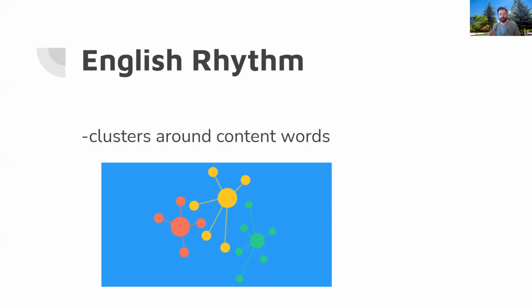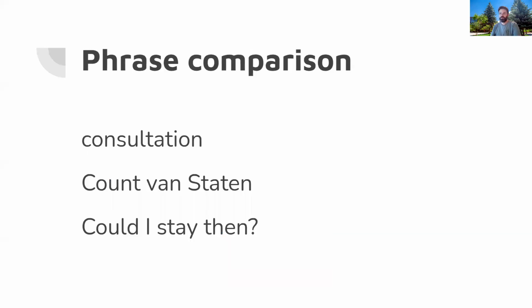In a previous video, we learned about content and function words. Content words are things like nouns, adjectives, adverbs that have the primary meaning of the sentence. Function words are primarily grammatical, and so they exist to help show relationships between those words. The content words are the nucleus of the cluster, and then the function words are kind of squished around those clusters. So let's look at three phrases here and see how the rhythm of these phrases works.